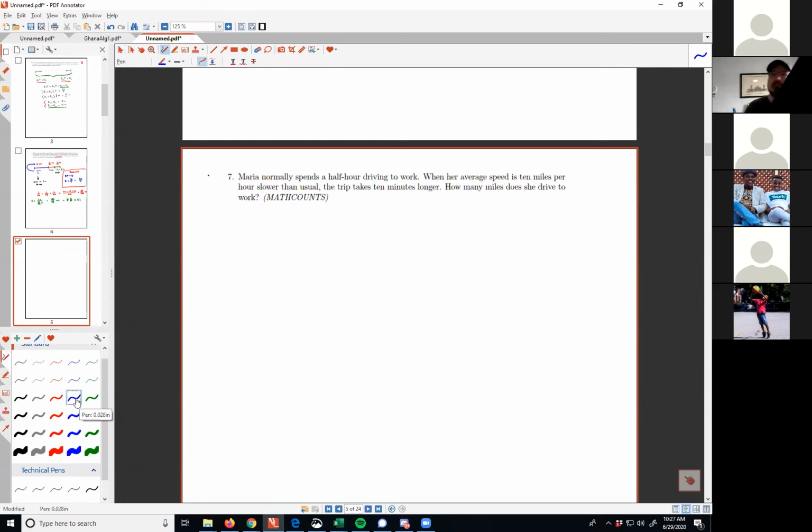Well, we can start off by looking at the middle sentence. When her average speed is 10 miles per hour slower than her usual, the trip takes 10 minutes longer. We could figure out where that would be. What should we write down? Do we have any equations to work with? Yes, RT is equal to D.